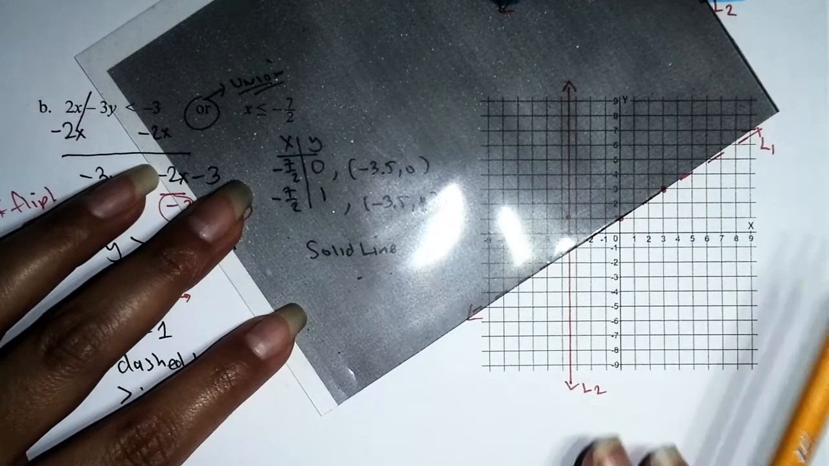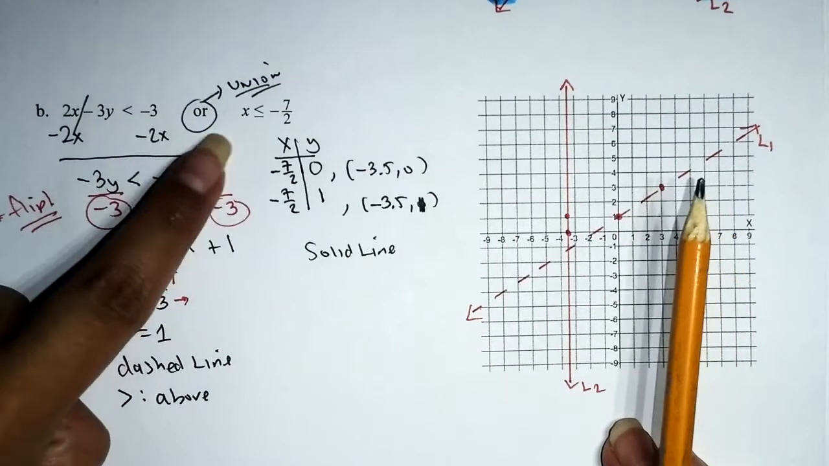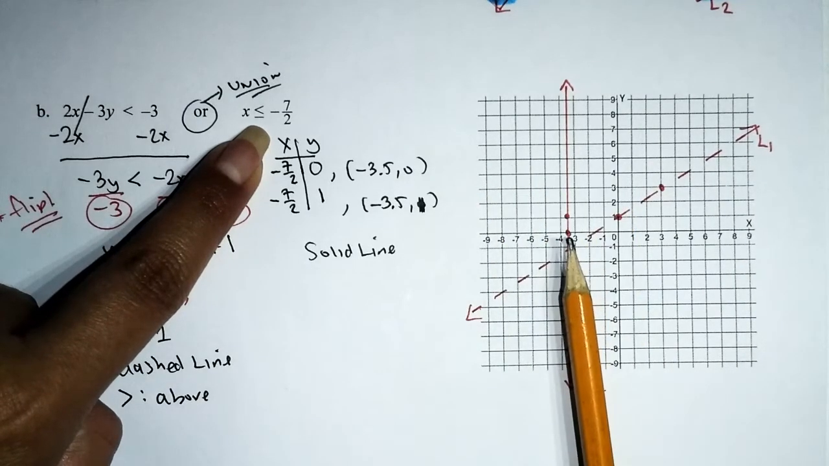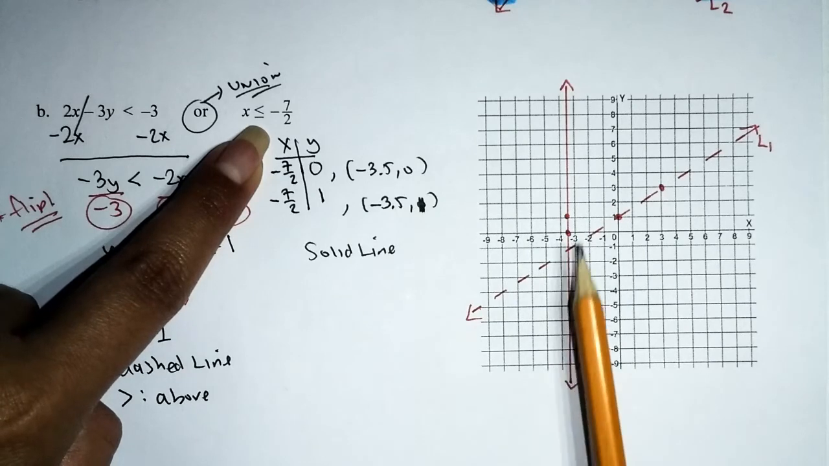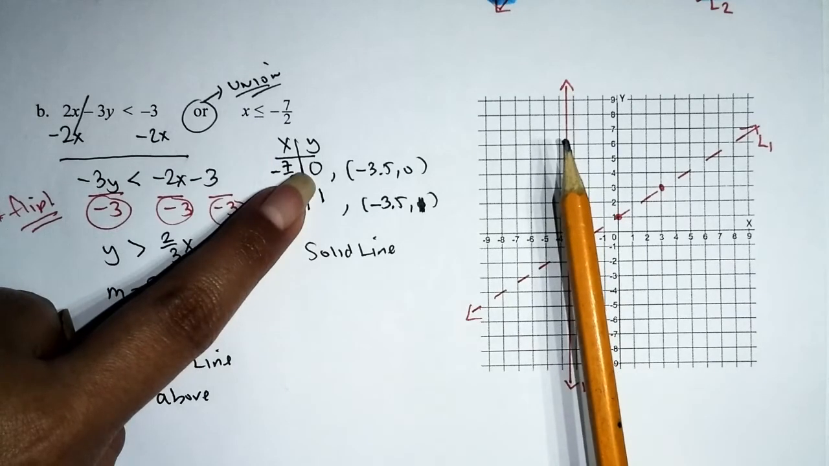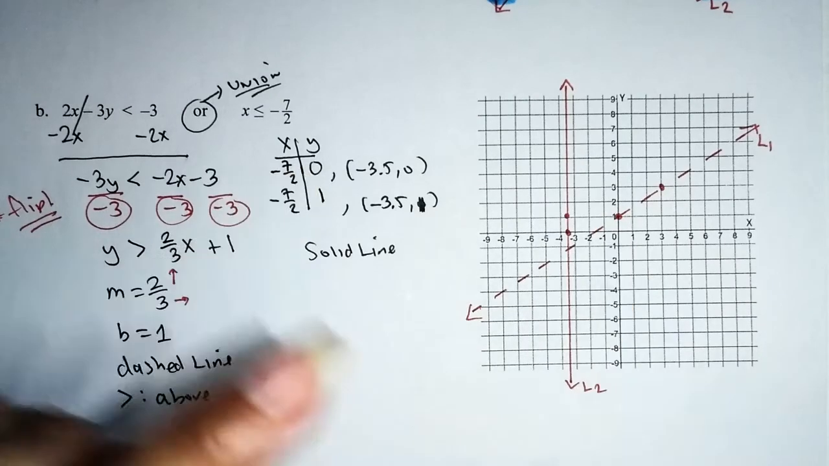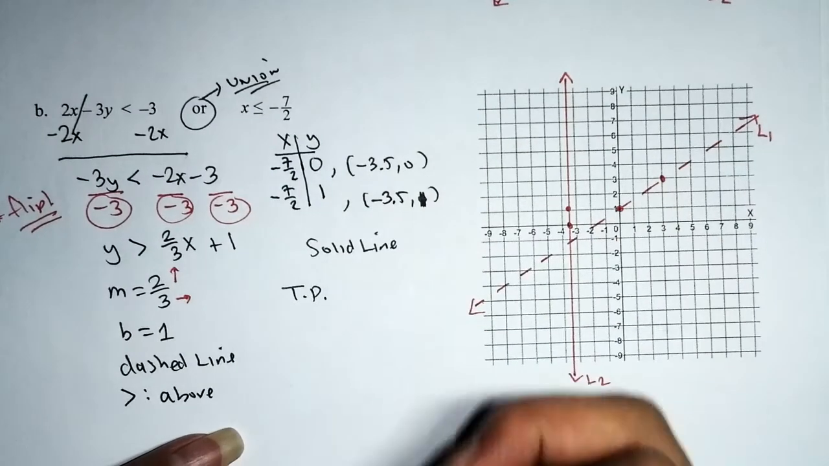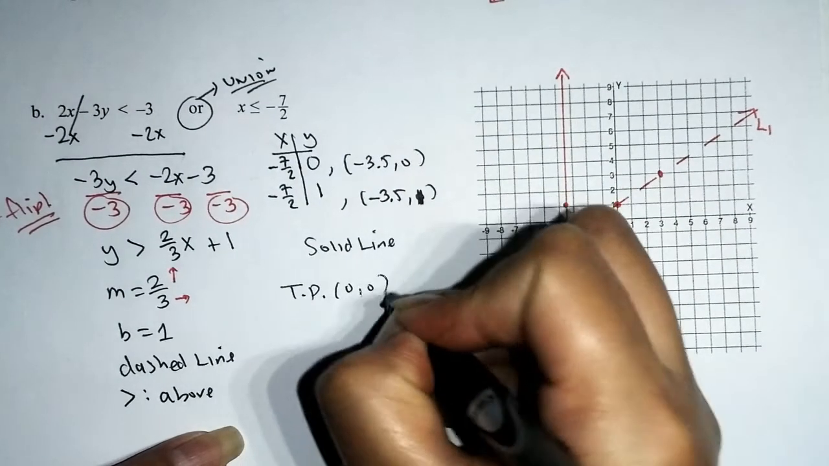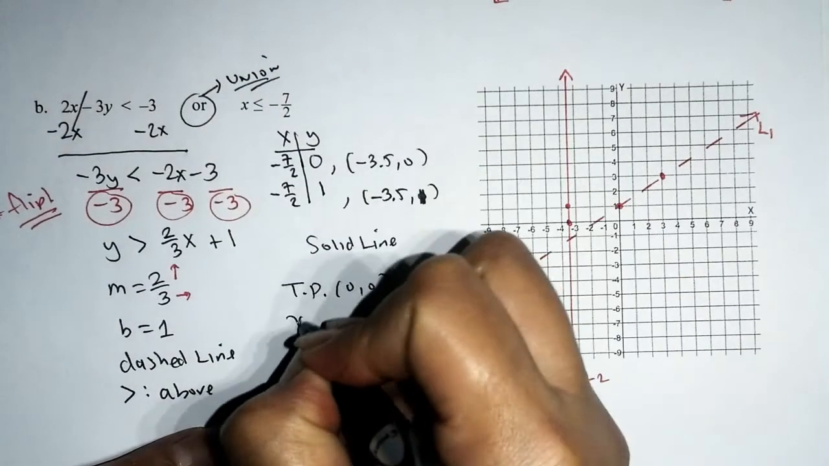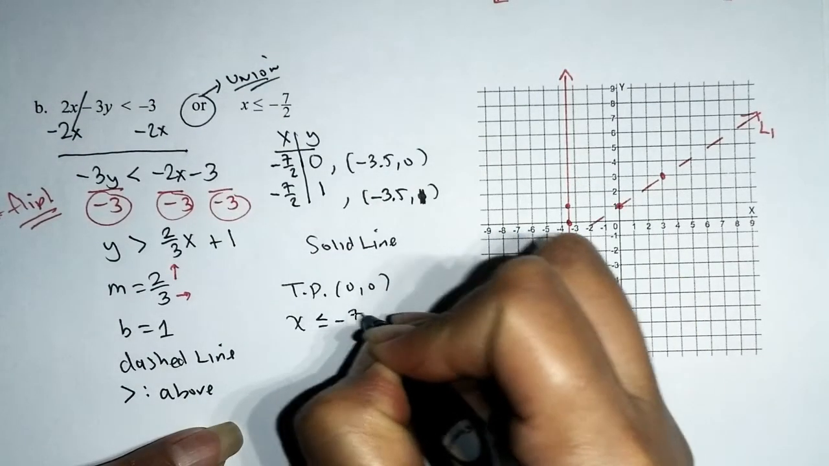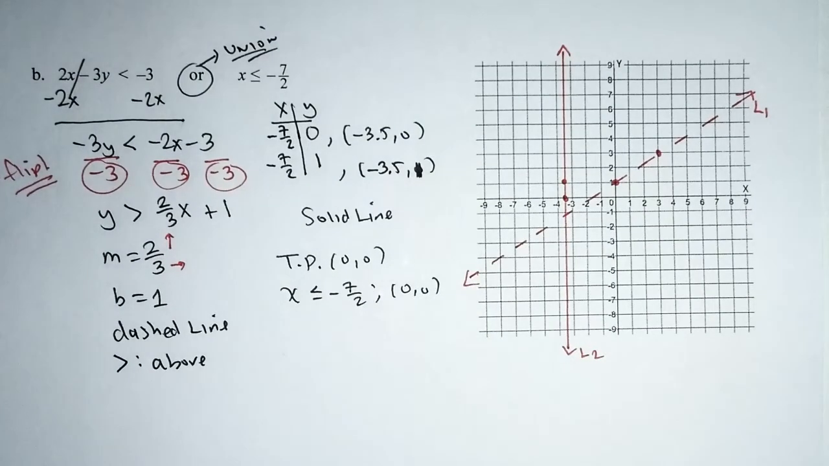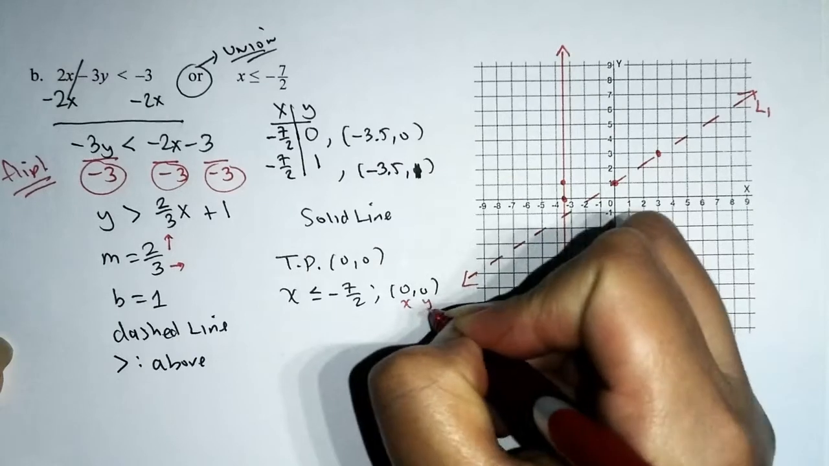So the test point method, to see which side of the boundary line we're going to shade, we're going to test out any point of our liking as long as it's not on the line. And you know that 0 is my favorite number, so my favorite point will be (0, 0), or the origin. So I'm going to put TP, my made up abbreviation for test point, and we're going to test out the origin. So the inequality is x is less than or equal to negative 7/2.